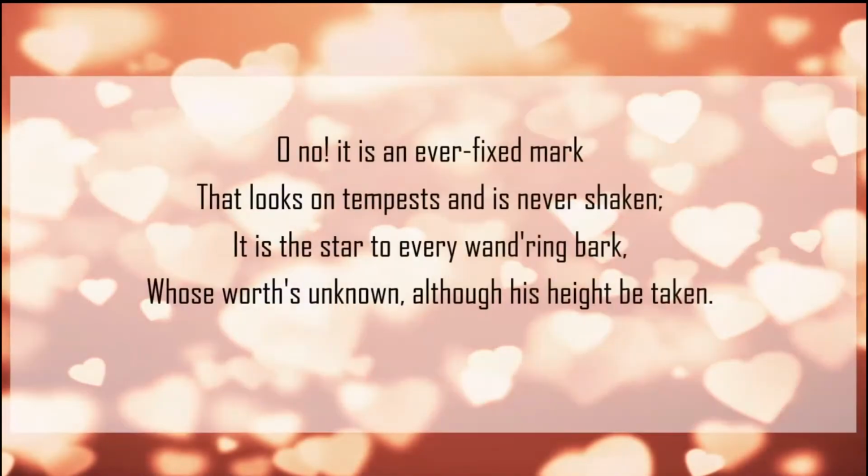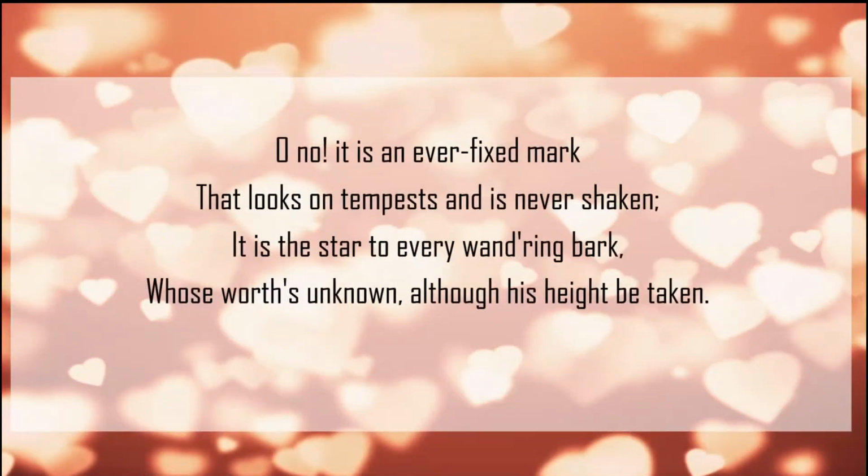Quatrain number two presents another idea. Oh no, it is an ever fixed mark that looks on tempests and is never shaken. It is the star to every wandering bark, whose worth's unknown, although his height be taken. Is it still defining love? Definitely, because it says in the first line here, it is an ever fixed mark that looks on tempests and is never shaken. Now, what is that mark that is referred to here in the first line?